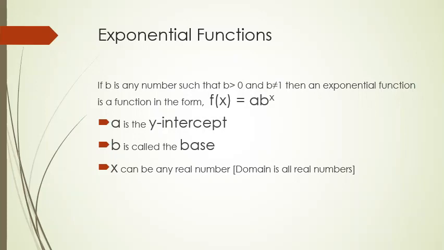Now the base has a lot to do with the shape of the exponential function. If that base is between 0 and 1, if it's a fraction or a decimal between 0 and 1, you're going to have a decay, or your graph is going to always be decreasing. It's going to go down. If your b is more than 1, you're going to have a growth. The closer it is to 0, the slower it's going to be, and the higher it is, the faster it's going to grow.